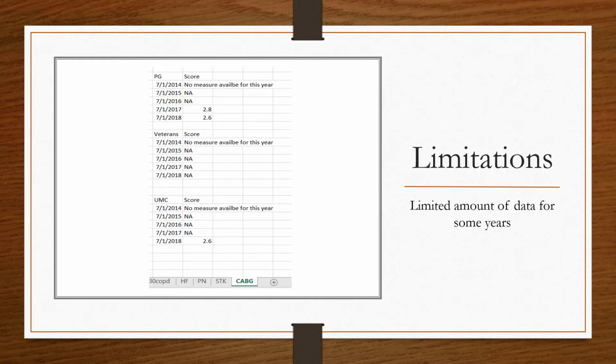Next, we will discuss the limitations in this case study. Limitations in the study include no available data for certain measures in 2014. For example, coronary artery bypass graft surgery, also known as CABG, had a lot of data that contained NA, which means there was no available data for those specific years.